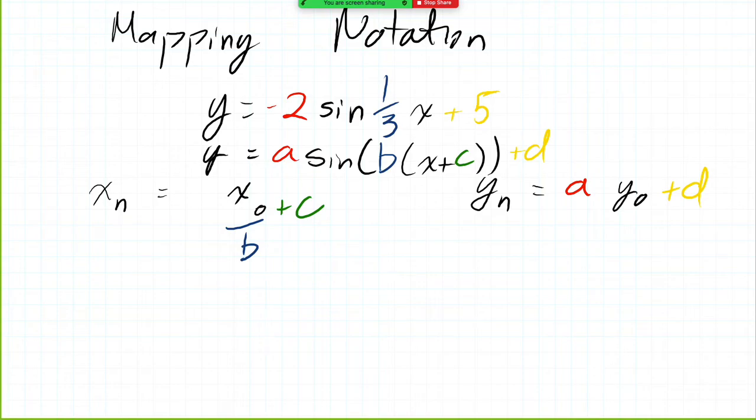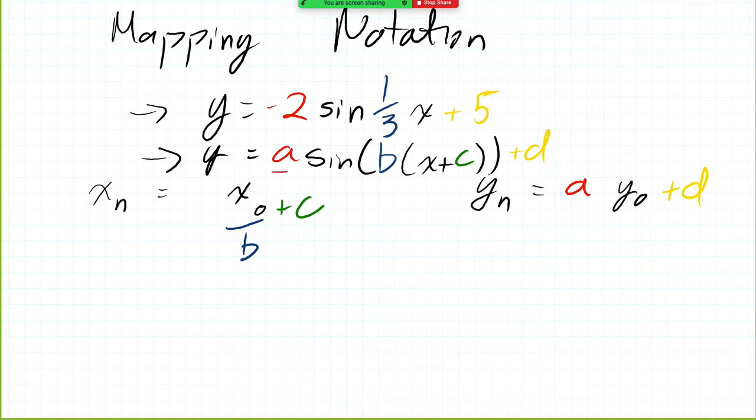So we have mapping notation here. And mapping notation is another way to show transformations of sine waves. So you'll notice we have this equation: y is equal to negative 2 sine (1/3 x) plus 5. Here is your parent function, where you have variables instead of values.